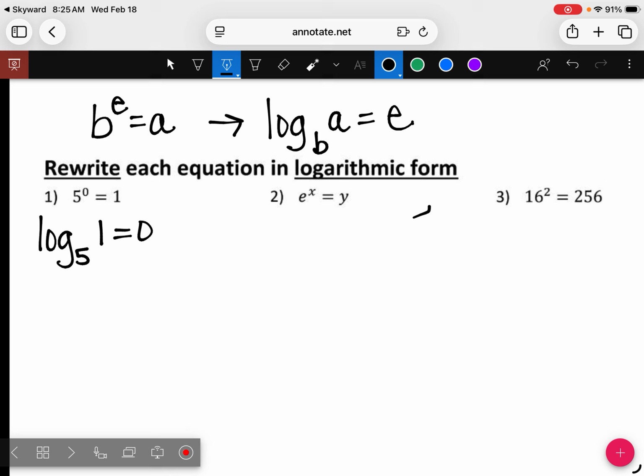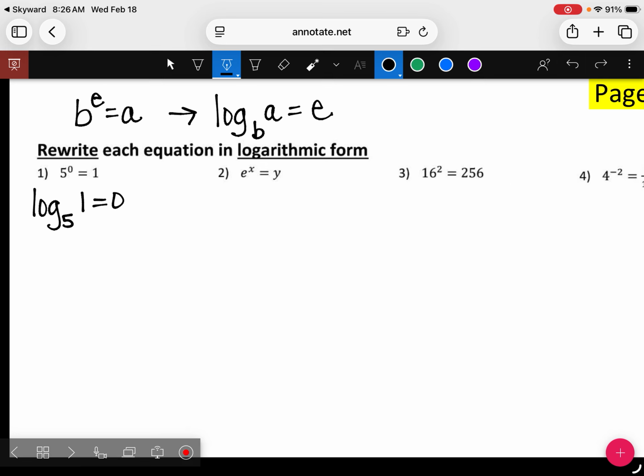All right, take a minute and do 2, 3, and 4. Again, with all of these, you should start by writing the word log.